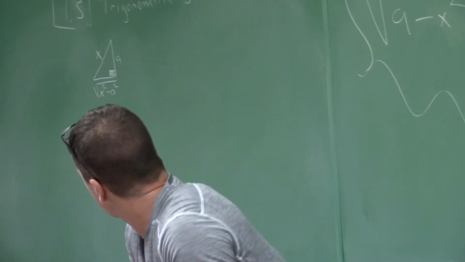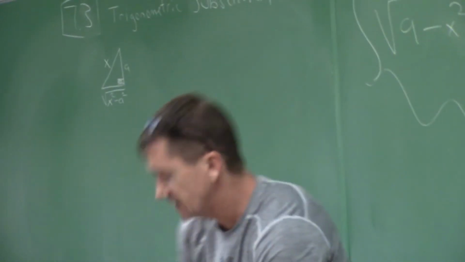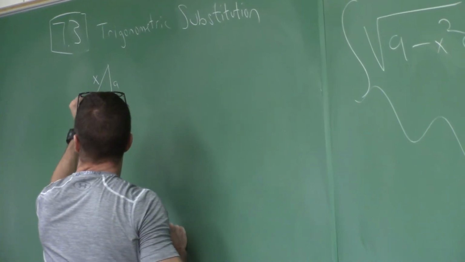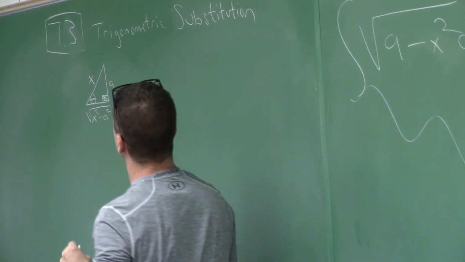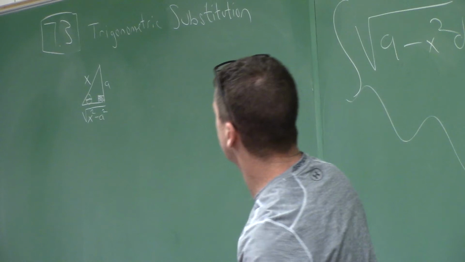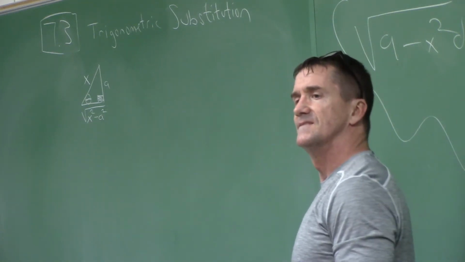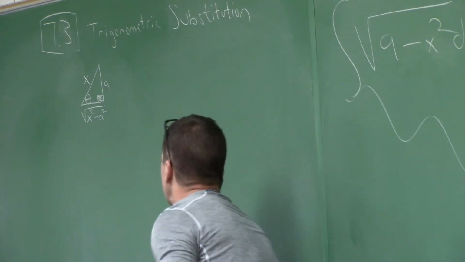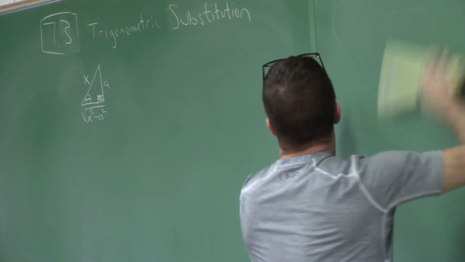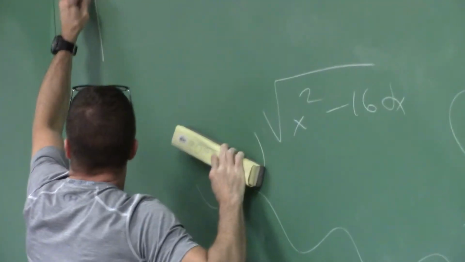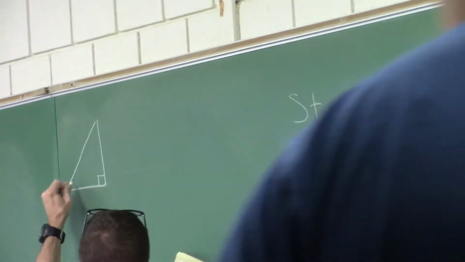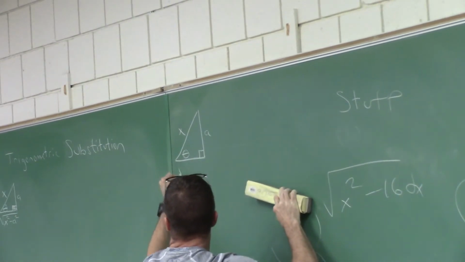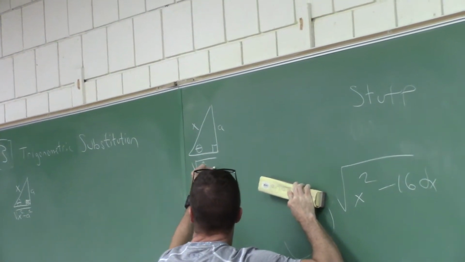And when you have something like this, what are we going to let x equal? Oh, and put a theta here. I apologize. I'm going to put a theta there. What do you notice about sine of theta? Can everyone see that triangle? I'm going to write it really big over here. Theta. This is x. This is a. This is the square root of x squared minus a squared.